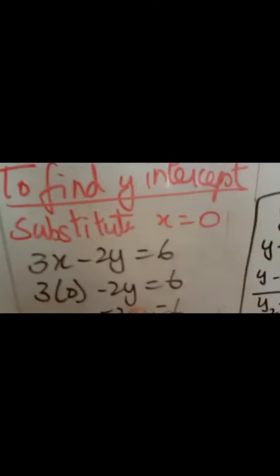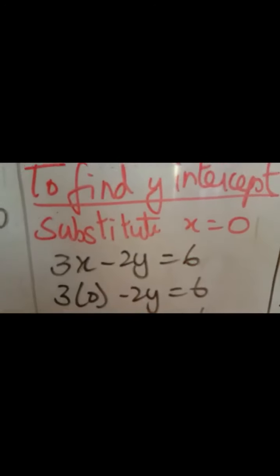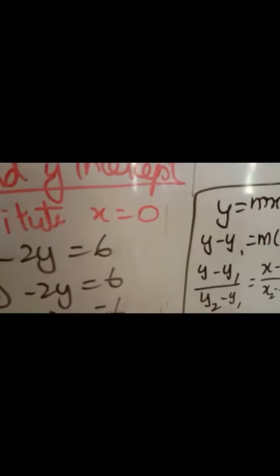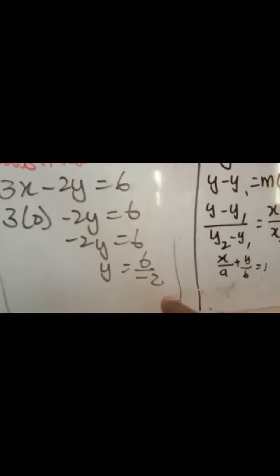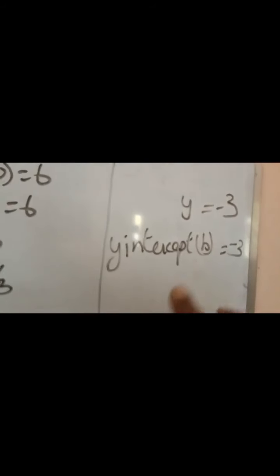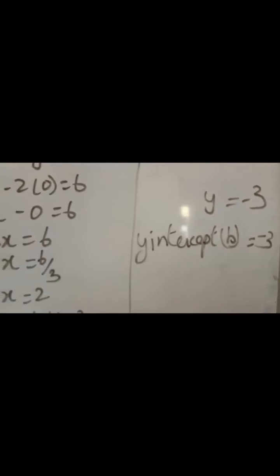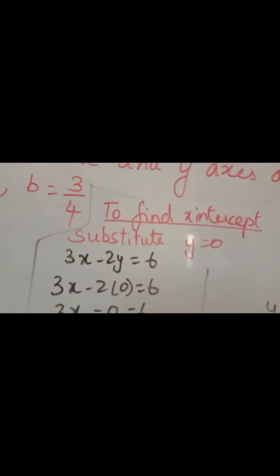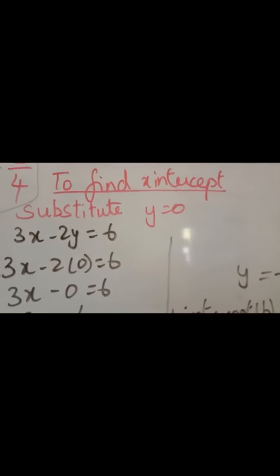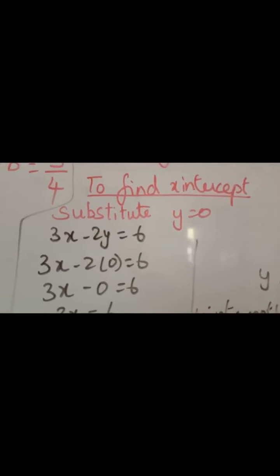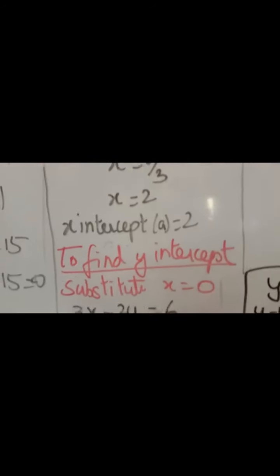So 3x minus 2y is equal to 6. So 3 into x value 0. Substitute x equal to 0 when we want to find y-intercept. So minus 2y is equal to 6. y is equal to 6 by minus 2. So y is equal to minus 3. That is, y-intercept is minus 3. Okay. So why are we substituting y equal to 0? What is x-intercept? The point where the line meets the x-axis. So on the x-axis y value will be 0. That's why we are substituting y equal to 0 for x-intercept. The same way, x equal to 0 for y-intercept.